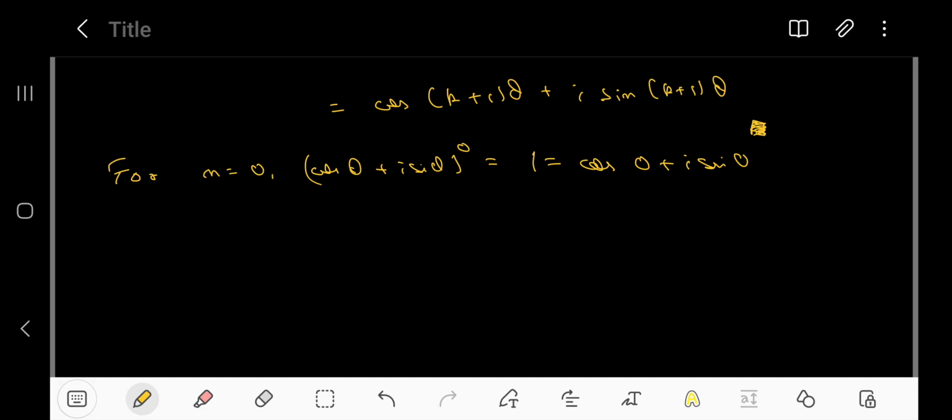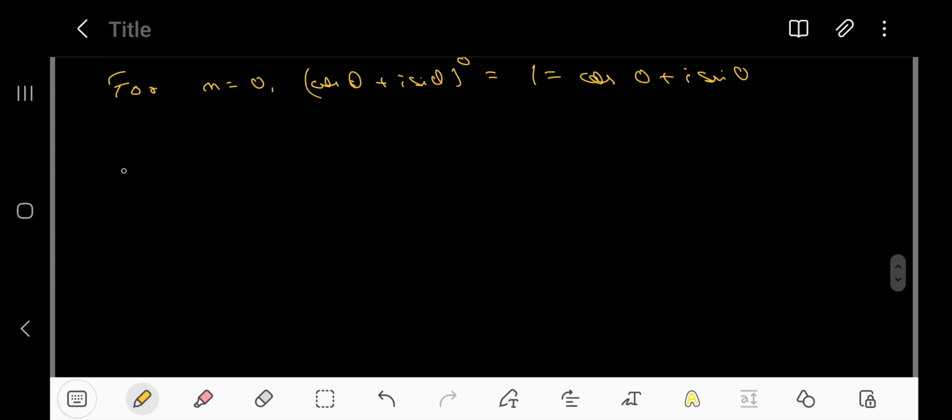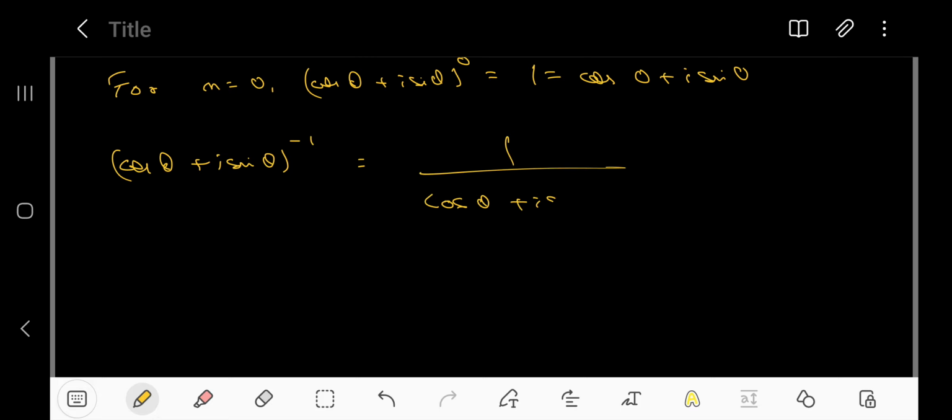So it's again trivial for n equals 0. So we need to prove it for the negative natural numbers, and that is pretty obvious if we have just proved that this happens for negative 1, because every other negative natural number is just a natural number times minus 1, right? So (cos theta + i sin theta) to the power minus 1. So this is 1 upon cos theta plus i sin theta.